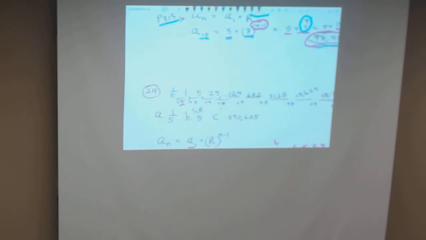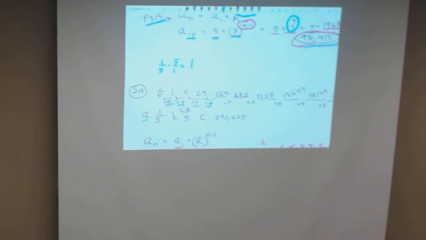Problem 24 says 1/5, and then 1, and then 5, and then 25. Now, see, you say, I don't like fractions. Okay, just go from 1 to 5 to 25. What did I do? Times 5, times 5, times 5. 25 times 5 is 125. So it's going to be times 5 for the first one too, isn't it? And sure enough, 1/5 times 5 over 1 equals 1. Okay. So, what's the first term? 1/5. What's the common ratio? 5.